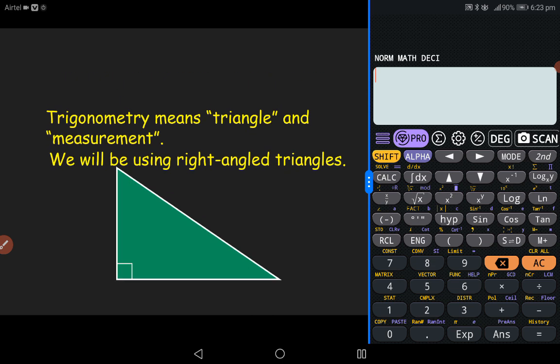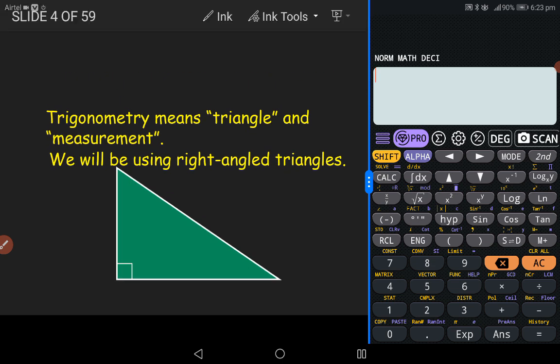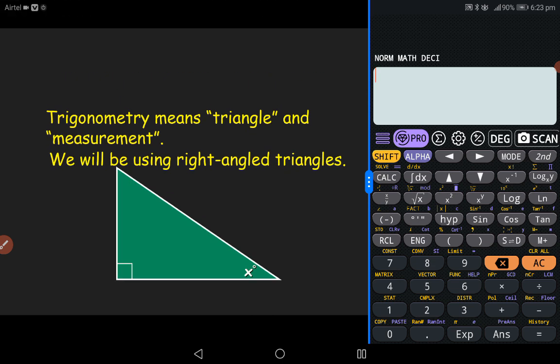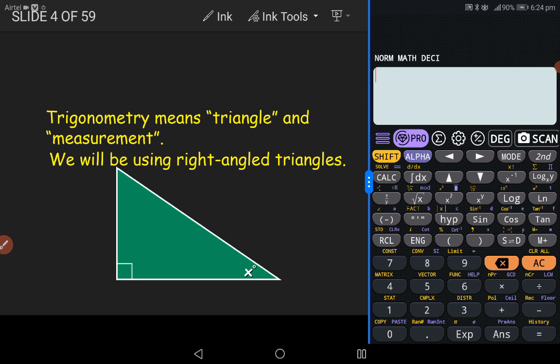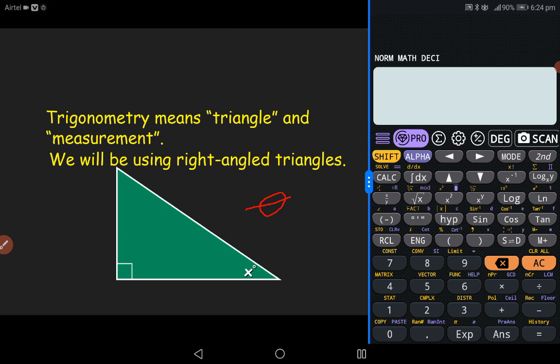What are the different parts that the triangle has? If we mark this angle here with the letter X, in some cases we use the letter theta. Theta is a Greek letter which is used to denote angles. You may see something like that. But for the time being, let us use the letter X.